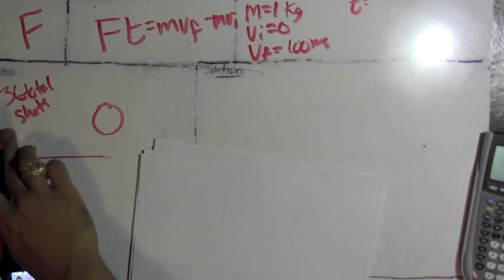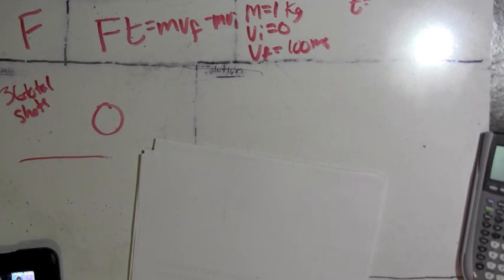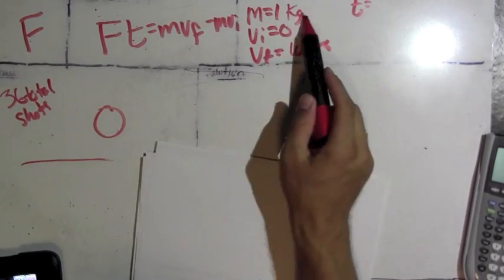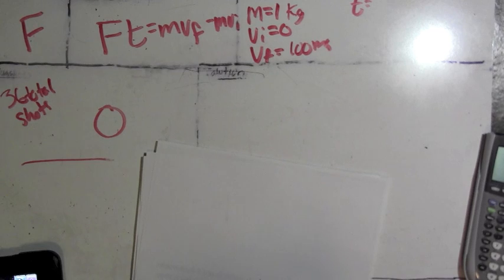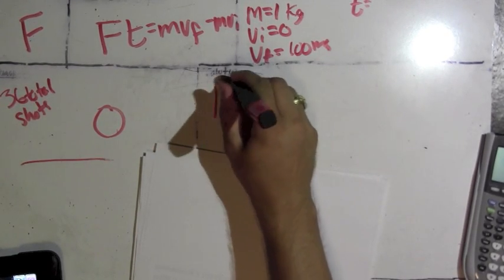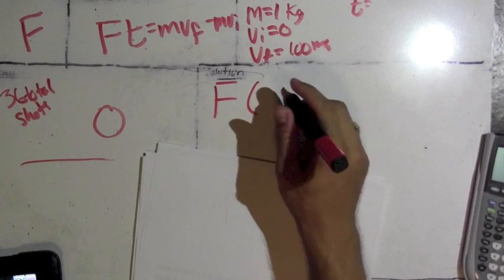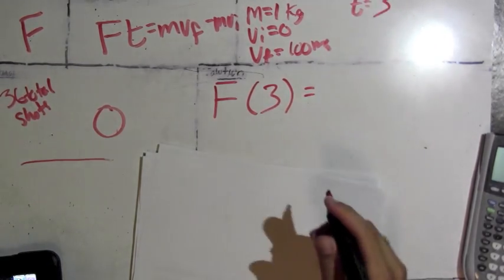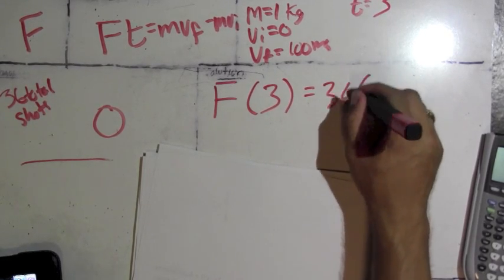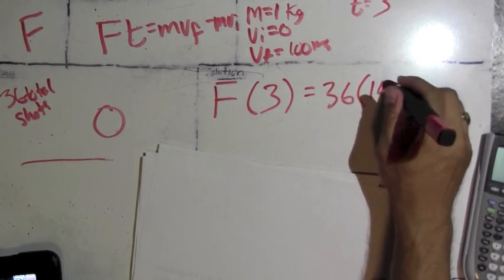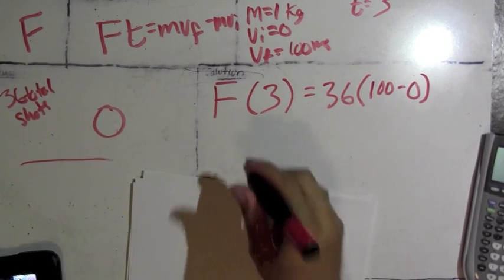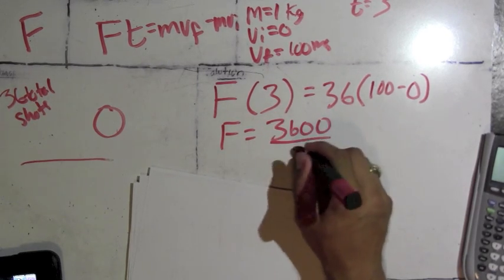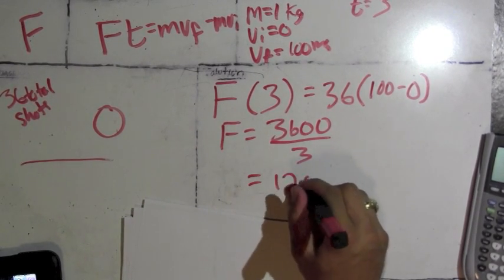So we're going to go ahead and just plug in this 36 in for the mass, and it's going to simplify our problems. Because if you're shooting 36 1 kilogram shots, that's the exact same thing as shooting one 36 kilogram shot. So we say that F, and then we're going to say T, and our T is 3 seconds, is equal to M, which is 36, times VF minus VI. So we have F is equal to 3600 over 3, or the force that's exerted is 1200 newtons.